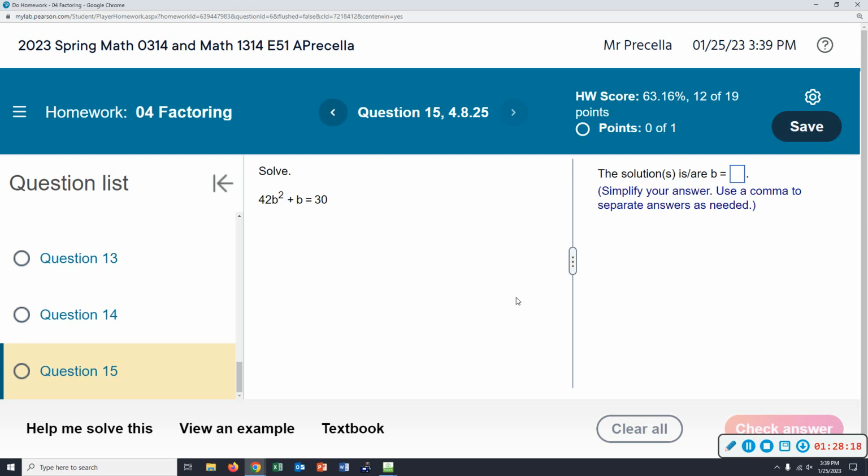Negative 30. Did y'all hear that? You got to get a 0, so subtract 30 from each side. And we have 42. Oh, wait. Y'all can't see what I'm writing here. Let me change. Okay. So we're subtracting 30.